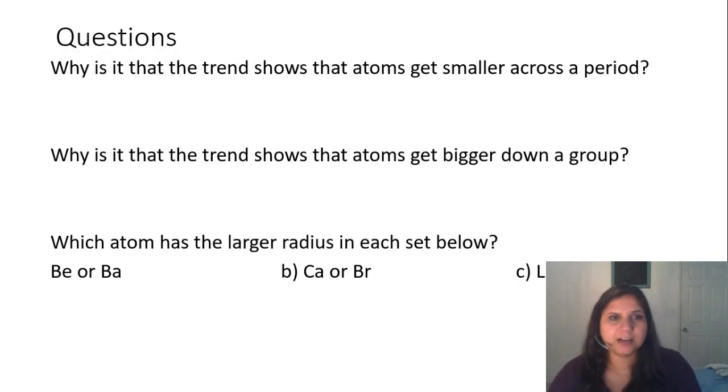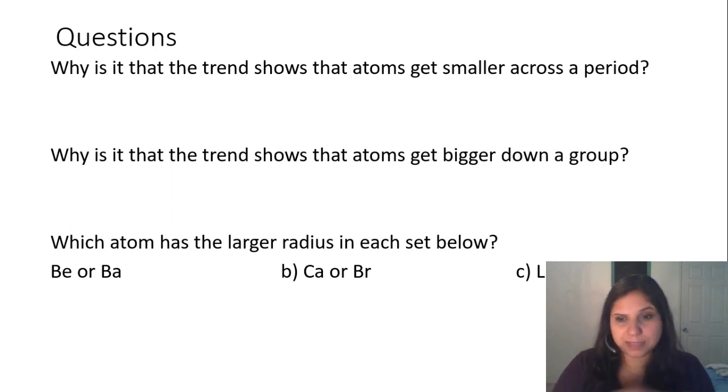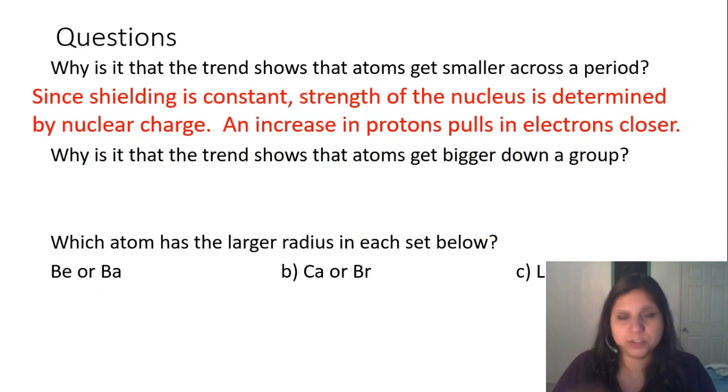Okay, so our questions here are, why is it that the trend shows that atoms get smaller across a period? So that's from left to right. So what I said was, we had to discuss this in two ways. It's shielding and nuclear charge. So from left to right, shielding is constant because we're not changing the number of shells. They all have the same number of shells. What's different here is the strength of the nucleus is increasing because the nuclear charge is increasing. So those electrons are pulled in closer by the increase in the number of protons.